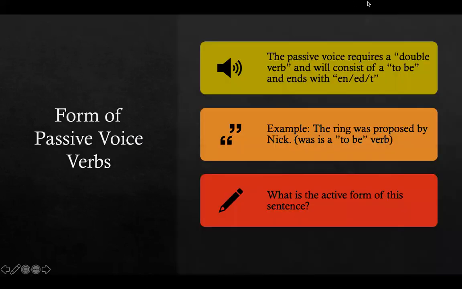Let's move on. So forms of passive voice. The passive voice requires that weird double verb, and it will consist of a to be verb and end with an en, an ed, or a t. So example, the ring was proposed by Nick. Was is a to be verb. We all know what to be verbs are. Is, are, was, were situation.